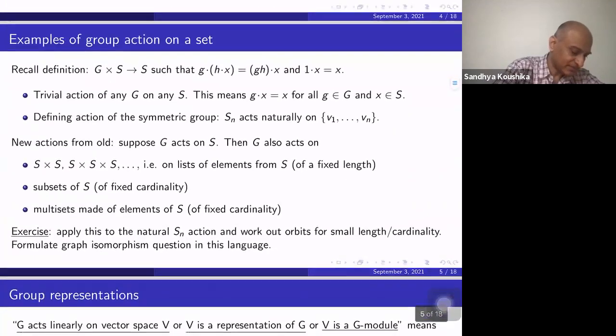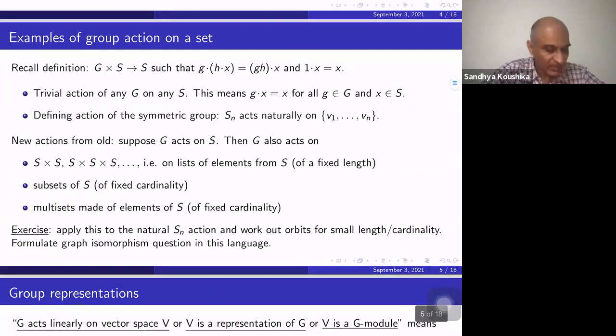So let's see some examples of this. And the initial examples are extremely simple, but they're still important. So the very first one is the trivial action of any group on any set. That just means that every group element acts by identity. G sends every X to itself. So in terms of the group homomorphism, this is the trivial homomorphism where every group element is going to the identity map on the set S.